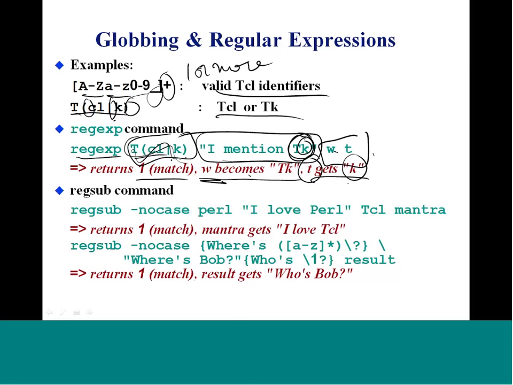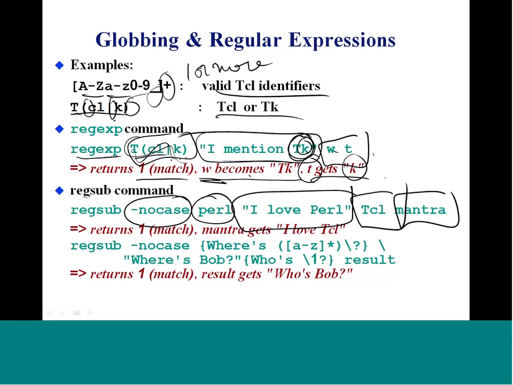Now let's look at the regsub command. The regsub command again has switches. Here in this case, -nocase is the switch, and then the pattern, which here is Perl, followed by the string, and then we also have a sub spec and a variable name. So here -nocase Perl means match any case of Perl. So it returns 1, a match, because it matches this Perl.